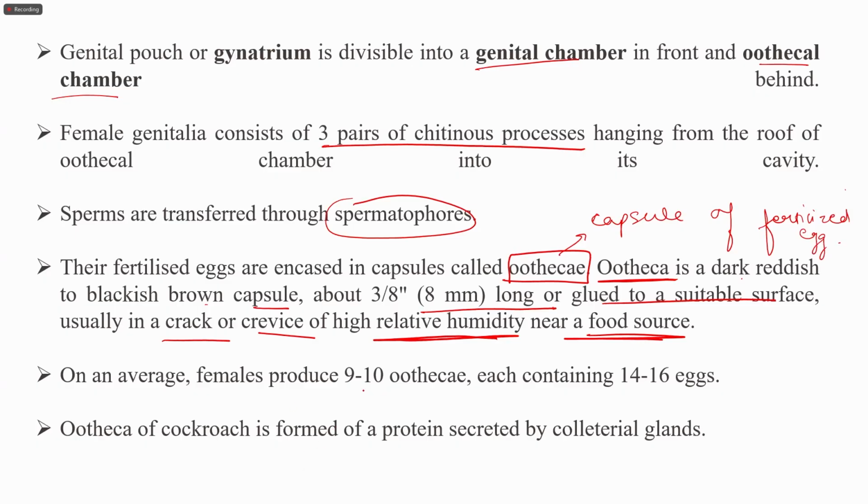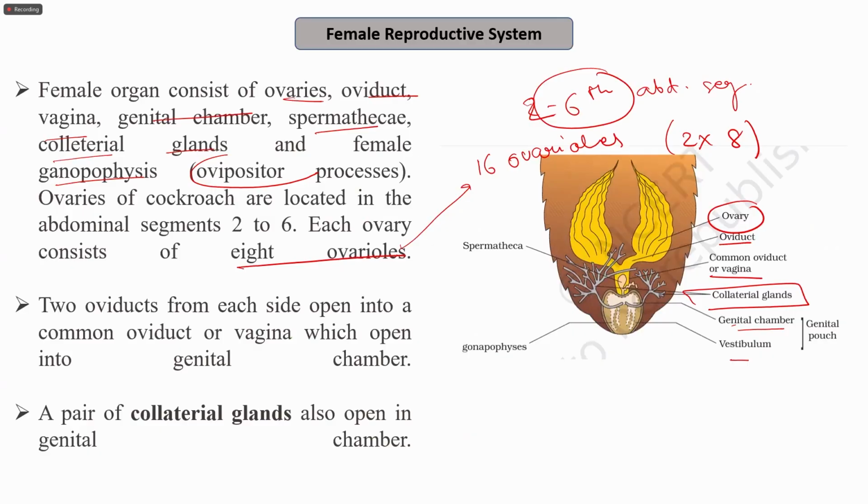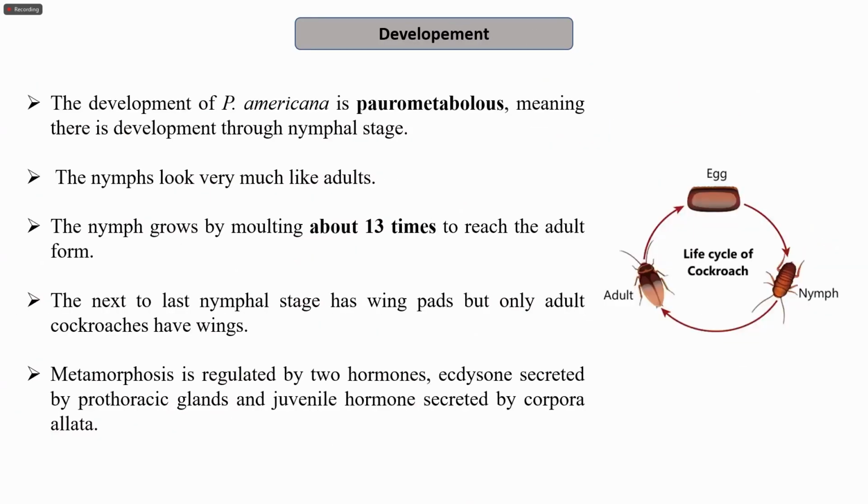On average, a female produces 9 to 10 ootheca, each containing 14 to 16 eggs. The ootheca of a cockroach is formed by a protein secreted by the collateral glands. So collateral glands help in the formation of the ootheca. Right? The last thing is the development.